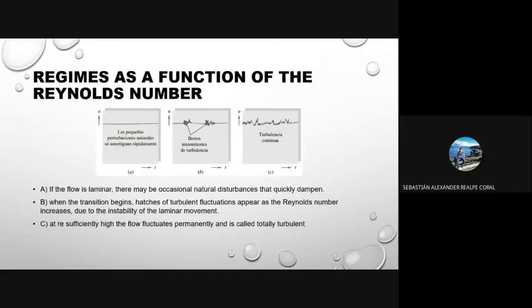This is a graph against the Reynolds number, where A: if the flow is laminar, there might be occasional natural disturbances that quickly dampen. B: with a transition, bursts of turbulence fluctuation begin to appear as the Reynolds number increases, due to instability of the laminar movement. C: at high Reynolds number the flow fluctuates permanently and is called totally turbulent.